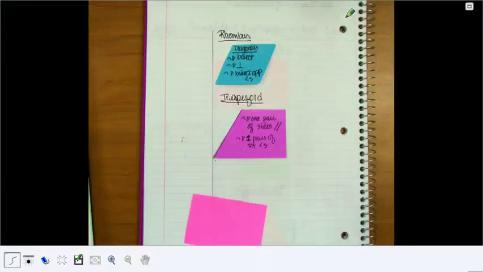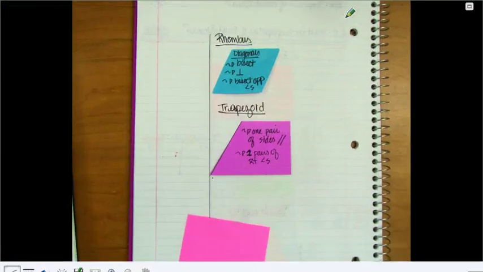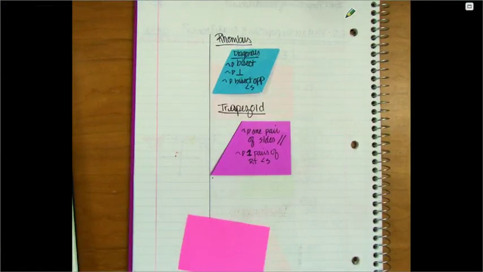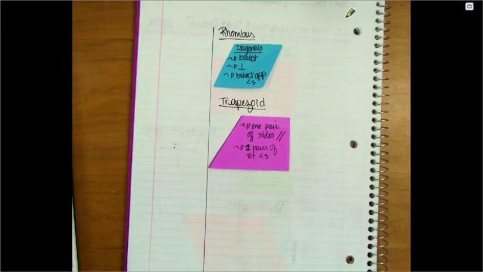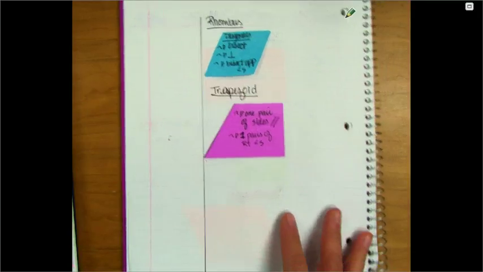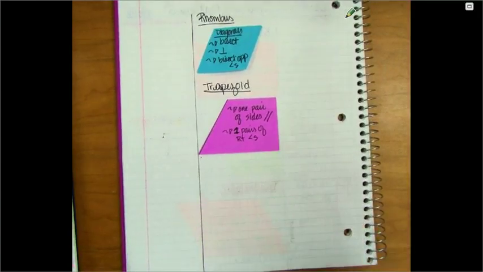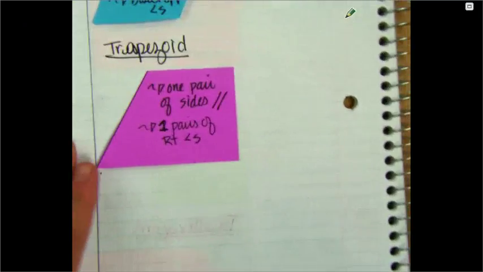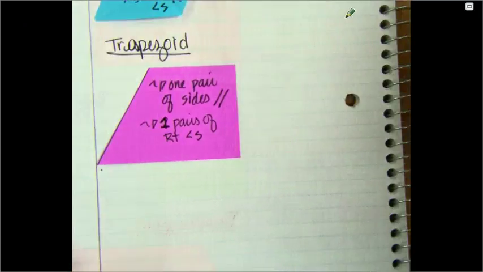We went to a square, then we went to a parallelogram, then we did a rhombus, then we did a trapezoid. We're going to do a sixth one. Was that geometry? Quadrilateral. Quad meaning how many sides? 4. We're going to do the isosceles trapezoid.